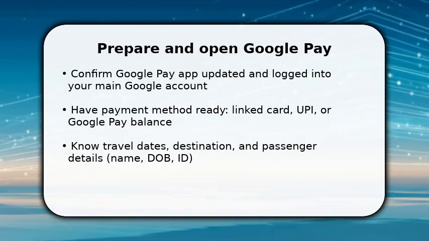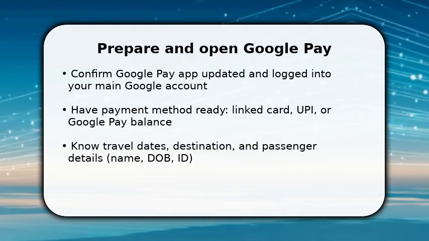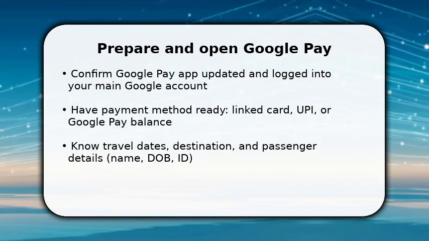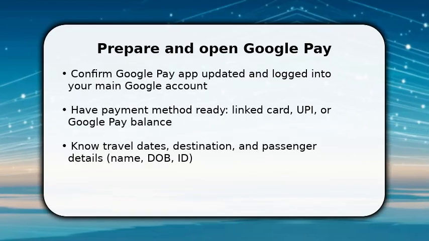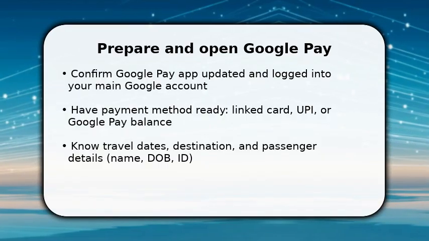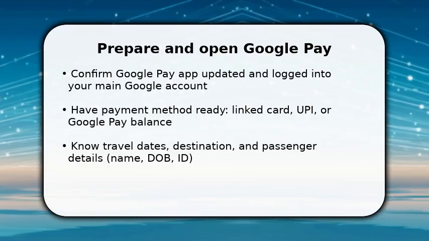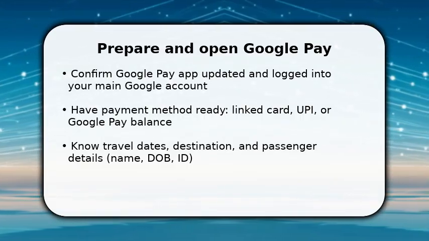Enter travel dates and passenger full names exactly as on ID because airlines match these fields. Small mismatches cause rebooking fees. Once done, choose one-way or round trip and select flight search to compare fares. This initial setup speeds checkout and prevents common errors before you even pick a flight.